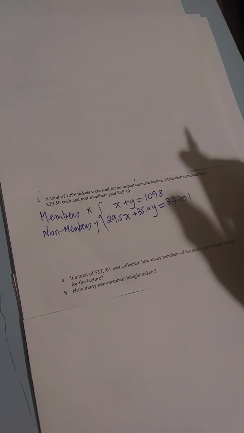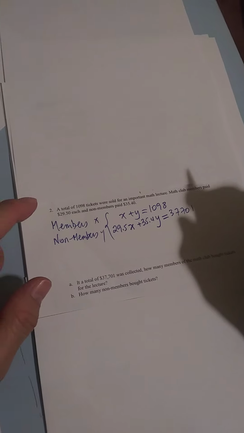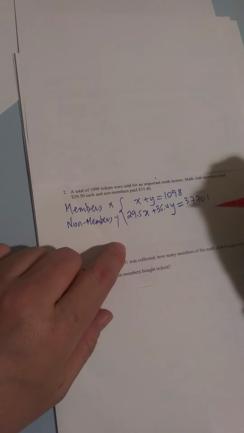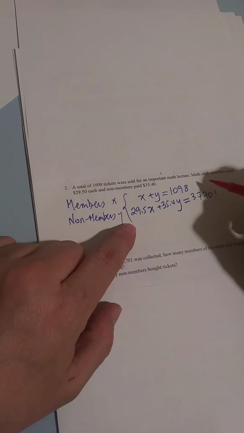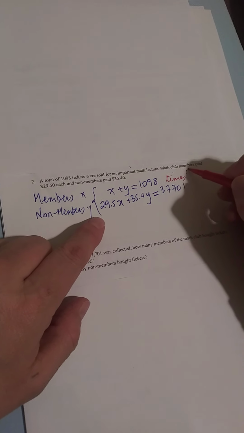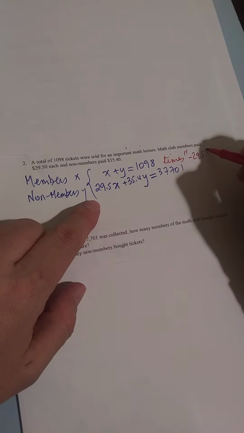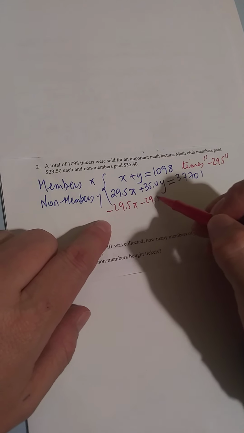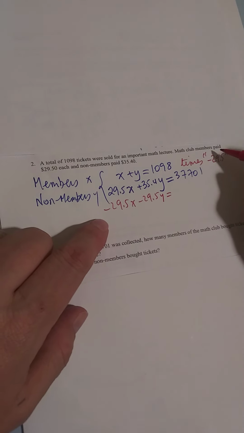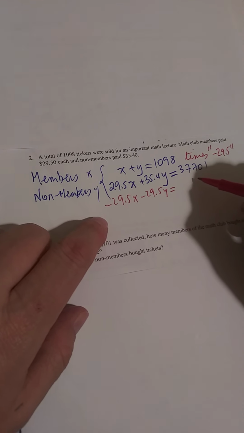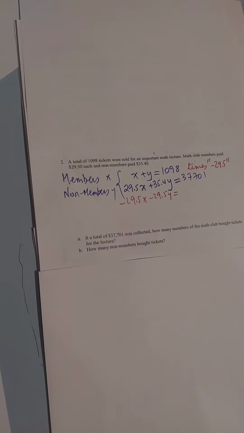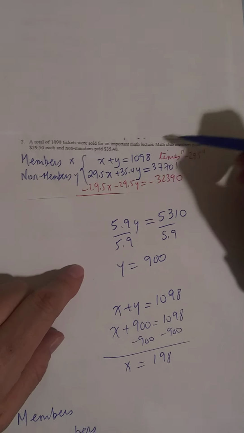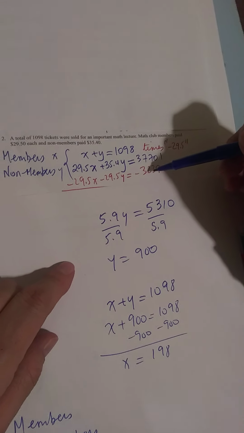This is the setup of the system. How we solve it is up to us. This time I'm going to use the addition method. So let us multiply the first equation by a number that cancels some number from the second equation. Let's pick 29.5. So the first equation times negative 29.5. So that'll give us negative 29.5x minus 29.5y equals 1098 times minus 29.5. I'll put that one here in a minute. Okay, so when we multiply 1098 by negative 29.5, we get minus 32,390.